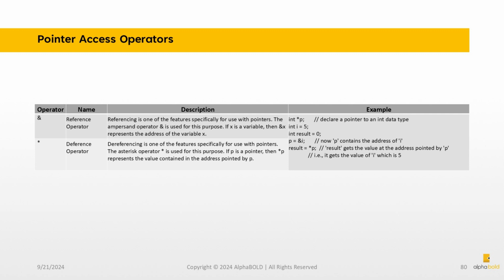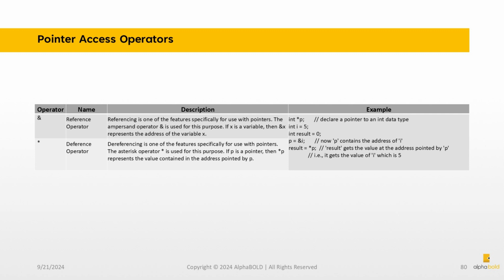Pointer access operators. Let's discuss two essential operators used in pointer operations. 1. Reference operator, &. Description: this operator is used to obtain the memory address of a variable. Syntax: &variable_name. Example: int i = 5; int *p = &i. In this example, &i gives the address of the variable i, which is then stored in the pointer variable p.